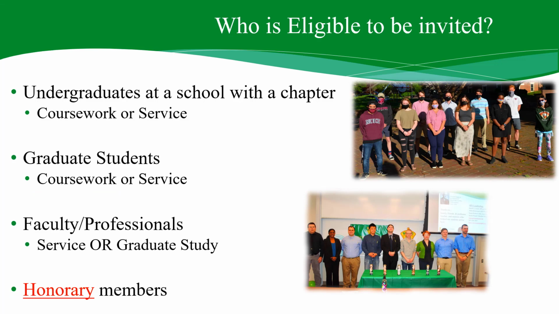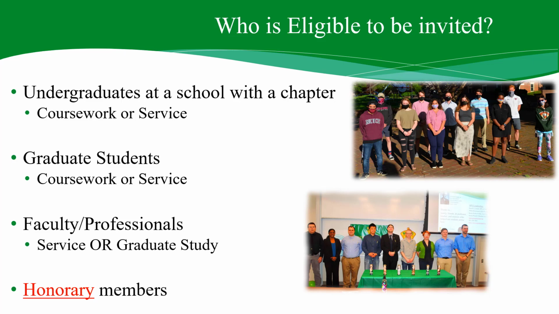So let's start with eligibility for Sigma Pi Sigma induction. Who's eligible to be invited? For undergraduates, it's based on coursework or service, and they have to be undergraduate students at a school with a chapter. There is a class ranking or GPA requirement that's associated with their coursework, and they must be in the upper 1/3 in general scholarship. Students may also be inducted based on service, and I'll talk about that on the next slide.